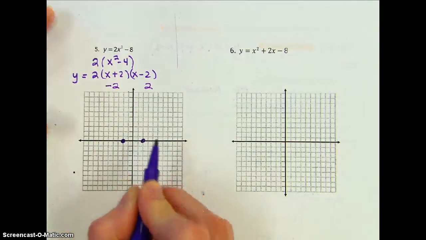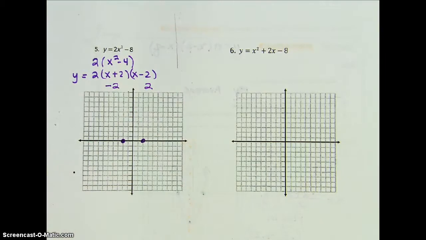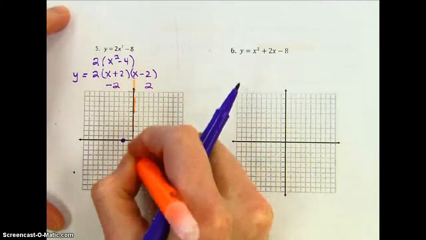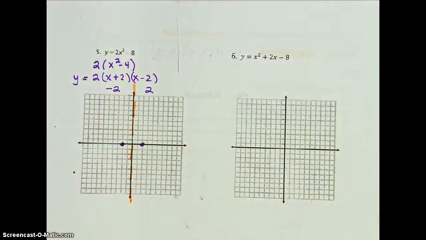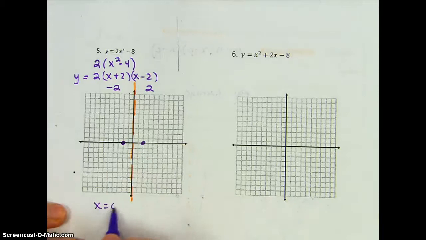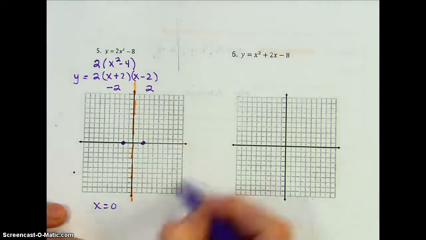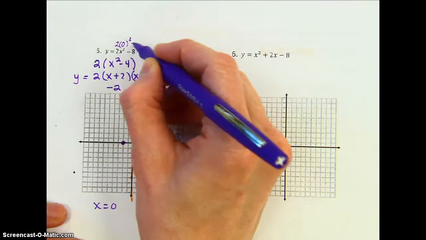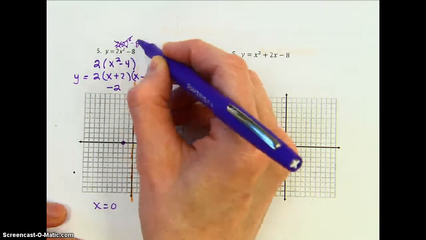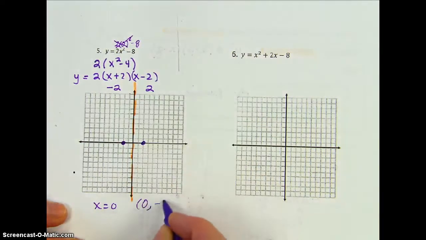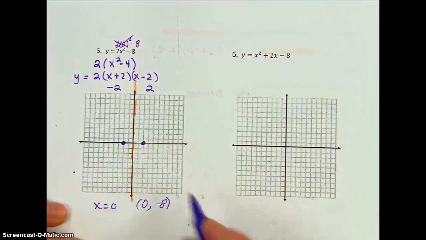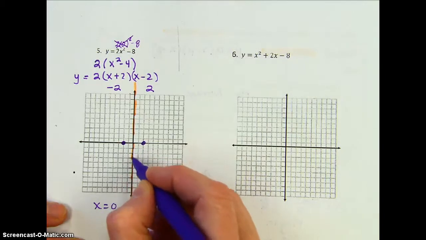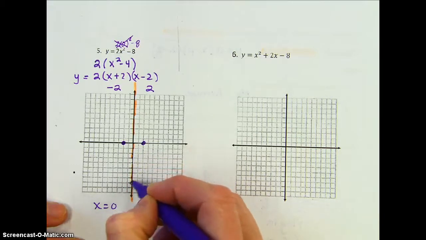So my 2 intercepts, one will be negative 2, one will be 2. Well, this is an easy one to find the middle because, of course, the middle would be 0. So there's my axis of symmetry. So my x is 0. And then I just simply plug it back in, and I'm going to plug it back in here because it's the easiest. So that cancels out, and I have 8. So my vertex will be 0, negative 8. So I just go 1, 2, 3, 4, 5, 6, 7, 8.